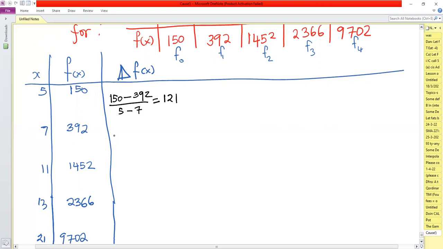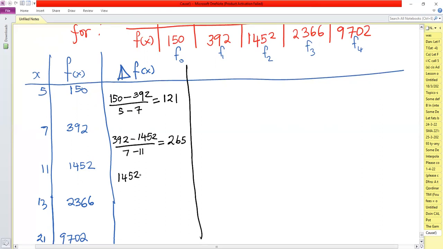This other space will now be 392 minus 1452 divided by 7 minus 11. And when you work this out, you get 265. Next will be 1452 minus 2366 divided by 11 minus 13, which will give you 457.